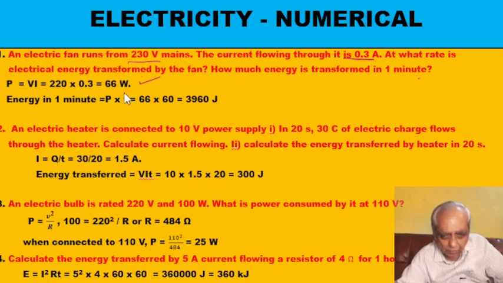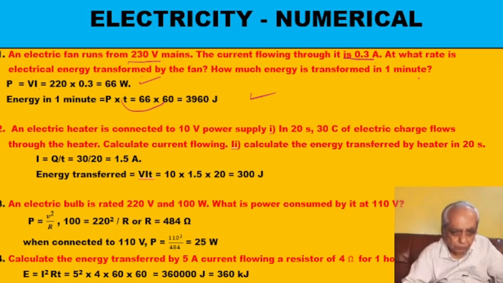How much energy is transferred? Energy in 1 minute is P into T. T we should take in seconds. This is the power, which is VI. So this is the energy we have transferred. Quite simple, sir. If you know the formula, you can do it.